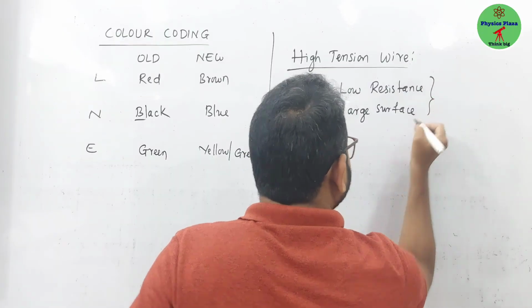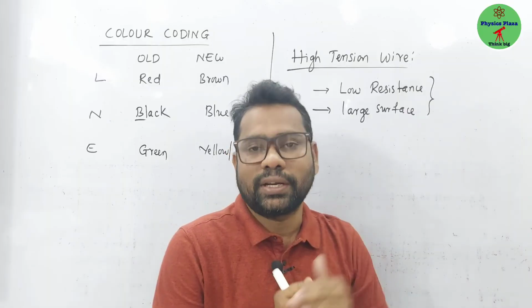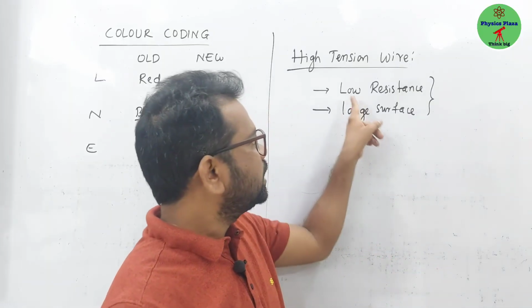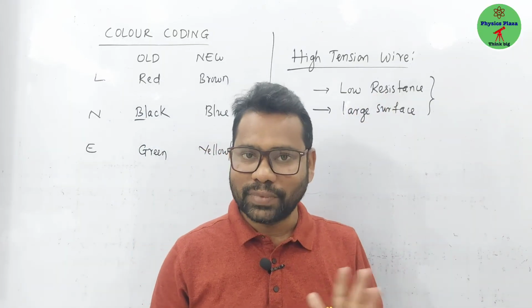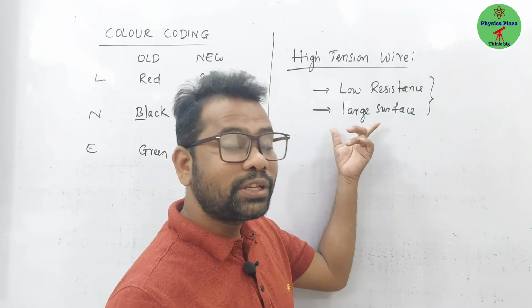Properties. First of all, children, high tension wires are made to carry huge currents. If they want to carry huge currents, resistance should be very low. So low resistance, high current. Okay. But why should they have a large surface area?